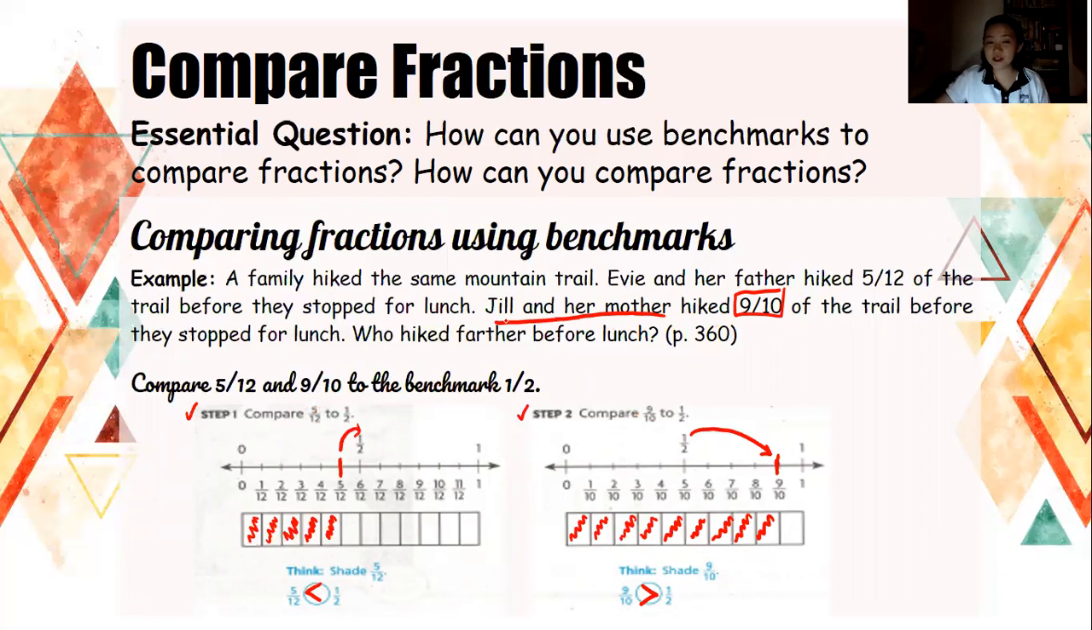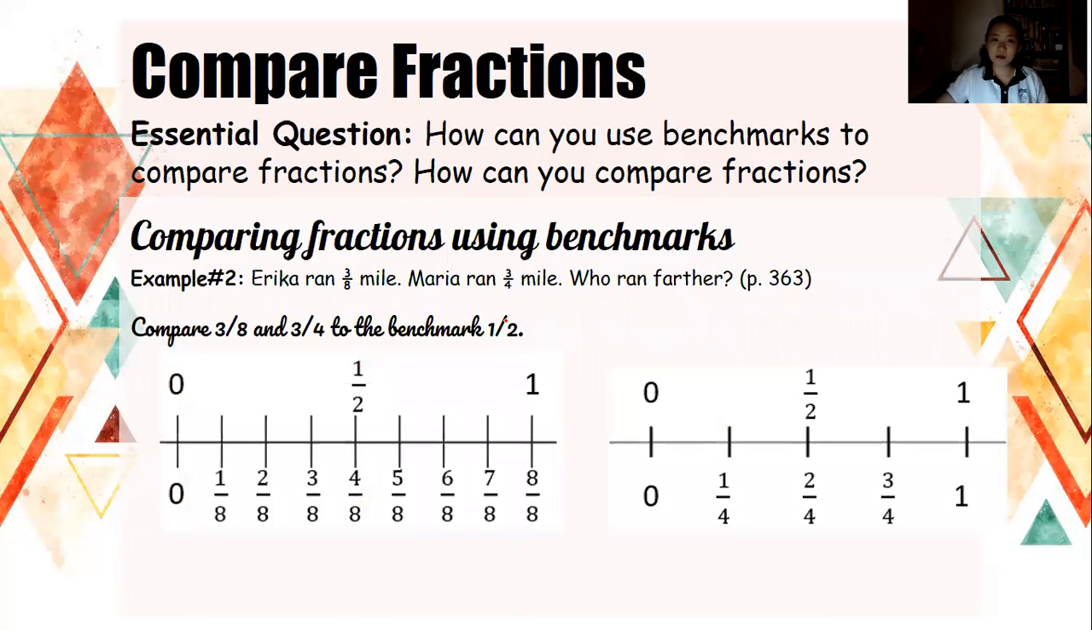Don't worry, this is just the first example. We will have more of it. Example number 2. This problem can be found on page 363 of your book. It says there, Erica ran 3/8 mile, while Maria ran 3/4 of a mile. The question is, who ran farther?